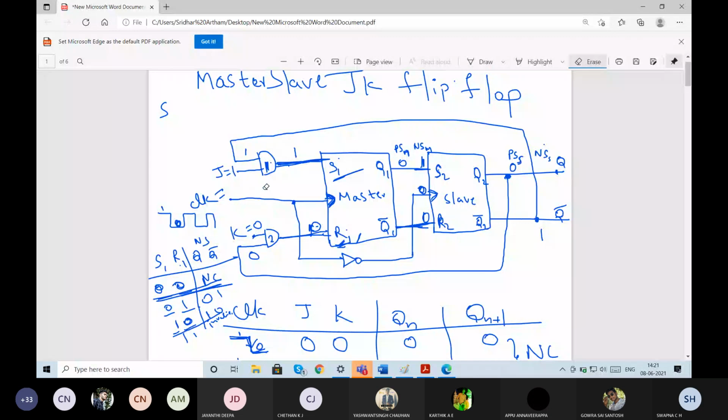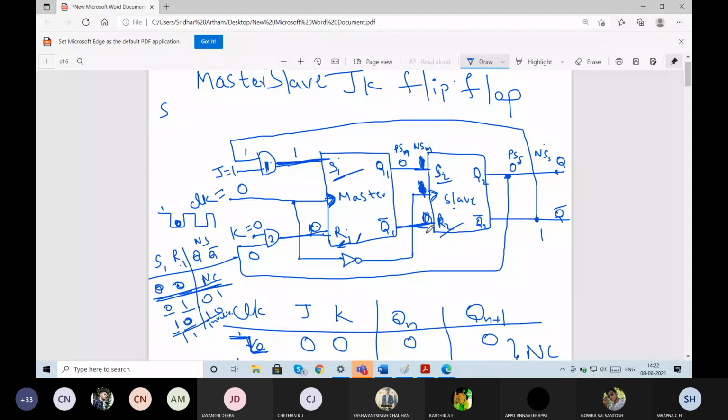Now what I'll do? I'll make the clock equal to 0. Clock equal to 0 in the sense master will get clock as 0, so slave will get 1 as the clock. Master has got 0 as a clock, so it will not be active, so it will maintain its state. Now slave has got 1 as the clock signal. Now what will slave do? It will check for S2 and R2 values. S2 is 1 and R2 is 0.